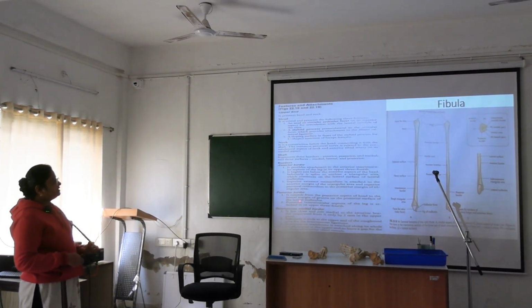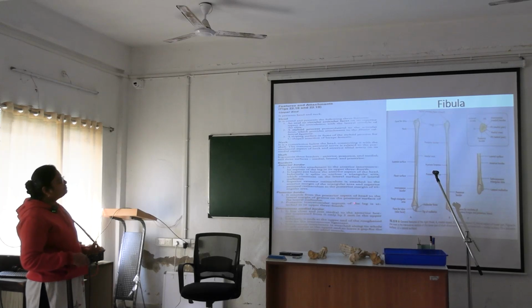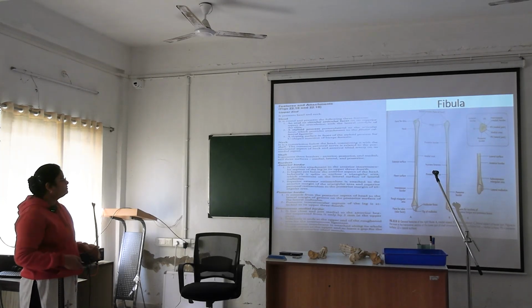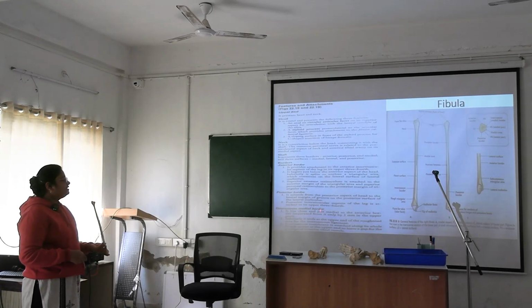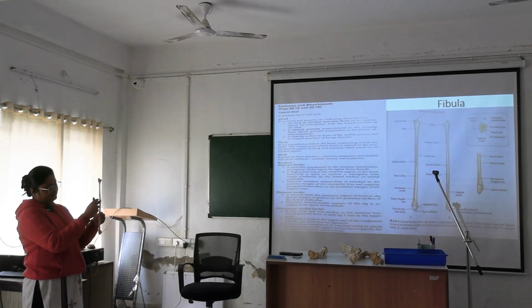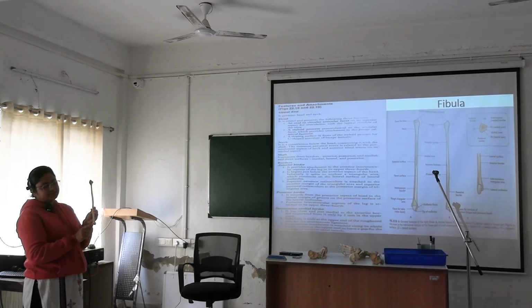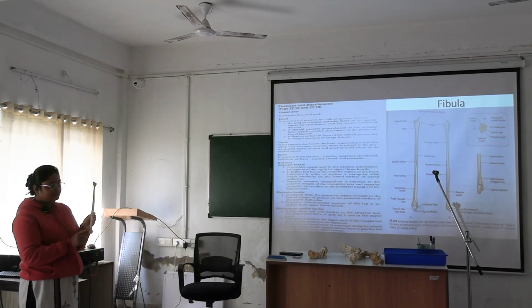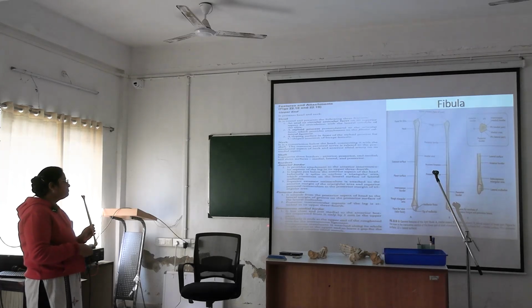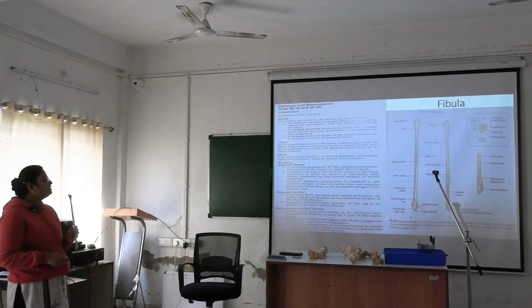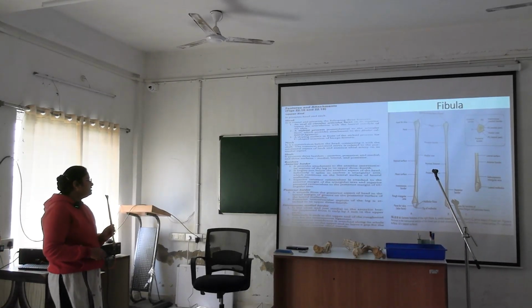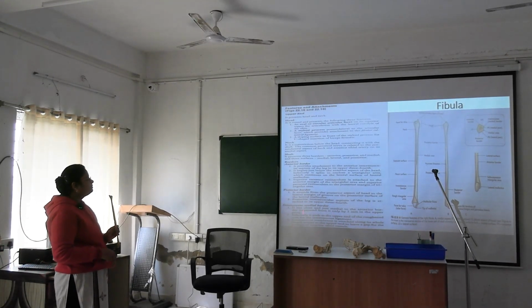Next we go to the posterior border. It extends from the posterior aspect of the head to the lateral margin of the groove on the posterior surface of the lateral malleolus. Here is the extension of the posterior border. The posterior intermuscular septum of the leg is attached to its upper three-quarters. This is the attachment.